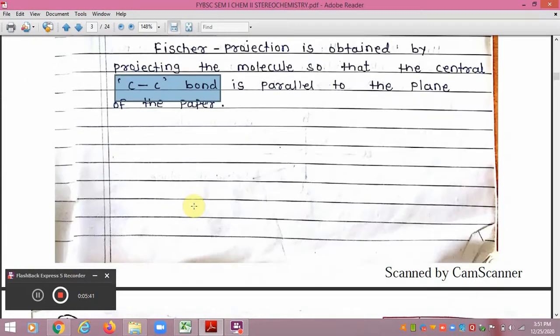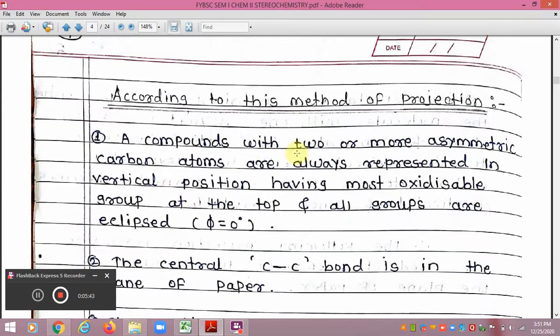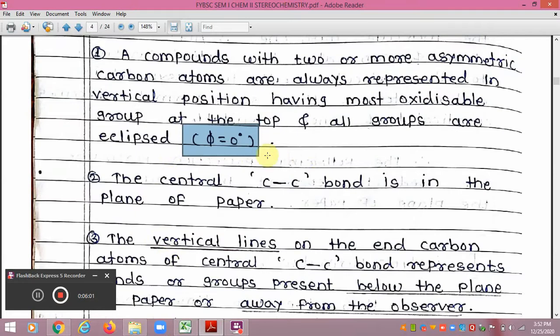According to the Fischer projection, compounds with two or more asymmetric carbon atoms are always represented in a vertical position, having the most oxidizable group at the top, and all groups are eclipsed. What is eclipsed? That we will discuss later on. The central carbon-carbon bond is always present in the plane, because this method is generally applicable for compounds containing more than one asymmetric carbon.